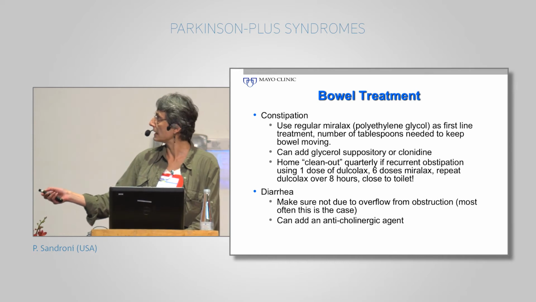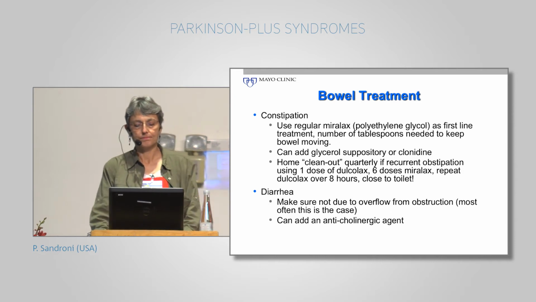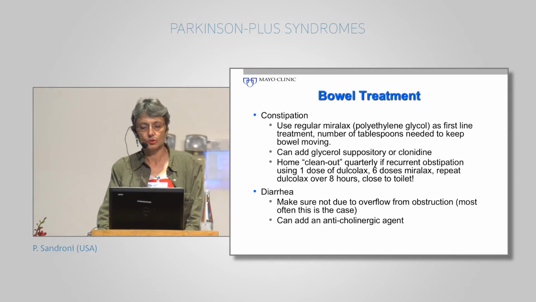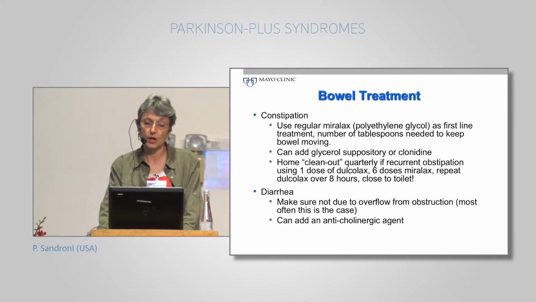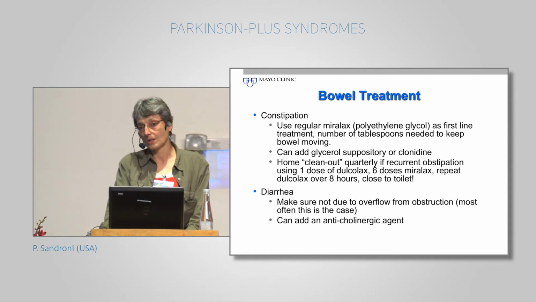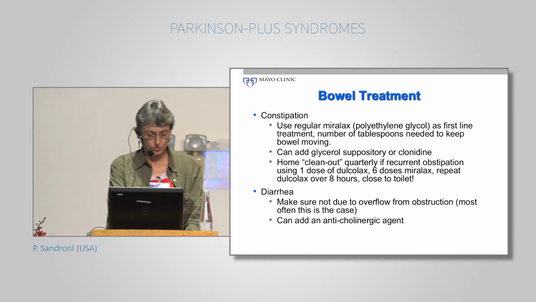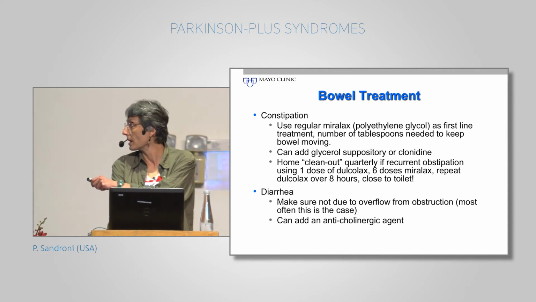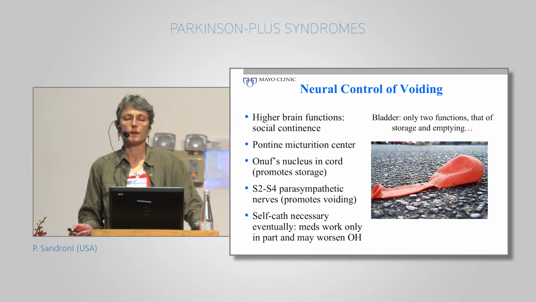Glycerol suppository or clonidine, and bowel preparations. You can also have diarrhea, and make sure that this is not due to an overflow from obstruction. You can try to add occasionally an anticholinergic agent, but that usually worsens a lot of the other autonomic problems. So usually it's much better to manage it non-pharmacologically as much as possible, having made sure to exclude the overflow from obstruction and obviously bacterial overgrowth.